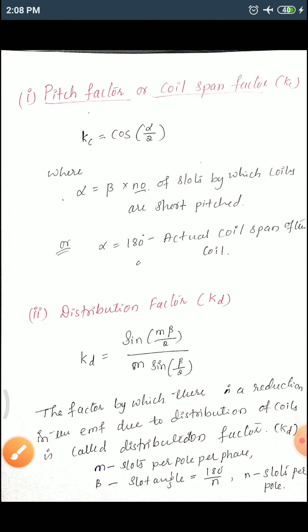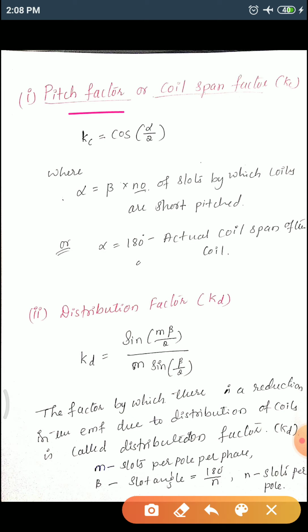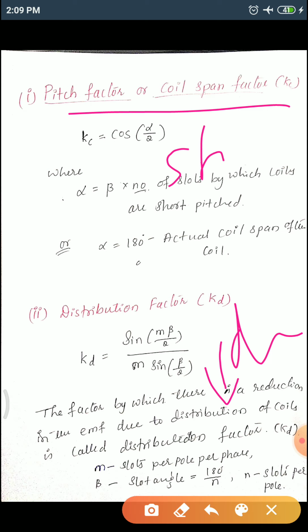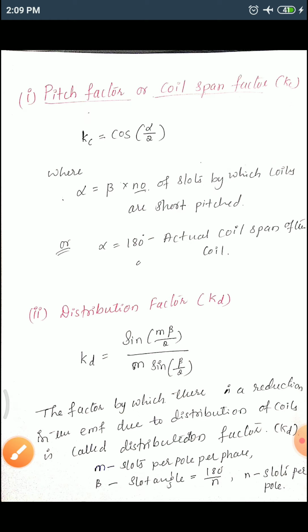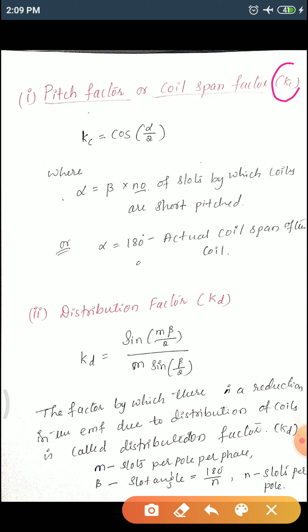Similarly, the factor by which the induced EMF gets reduced due to short pitching is called the pitch factor. Here also the EMF is going to reduce, due to short pitching, and there it reduces because of distribution of the coils. So these two are the factors which we require most, Kc and Kd.